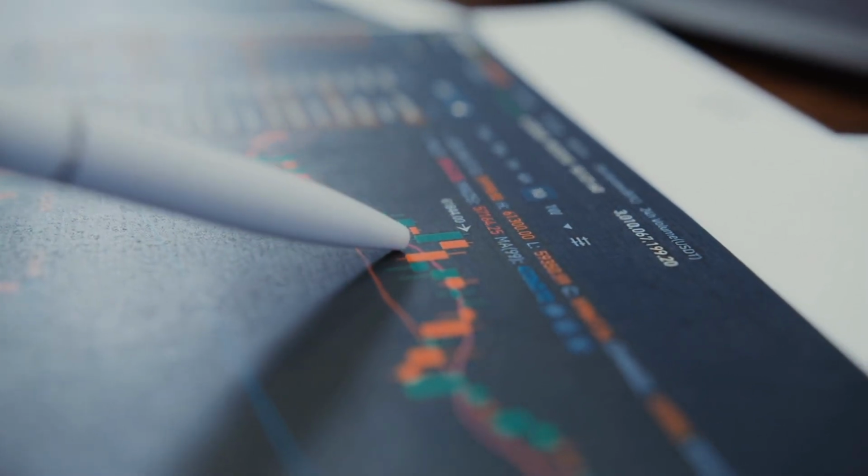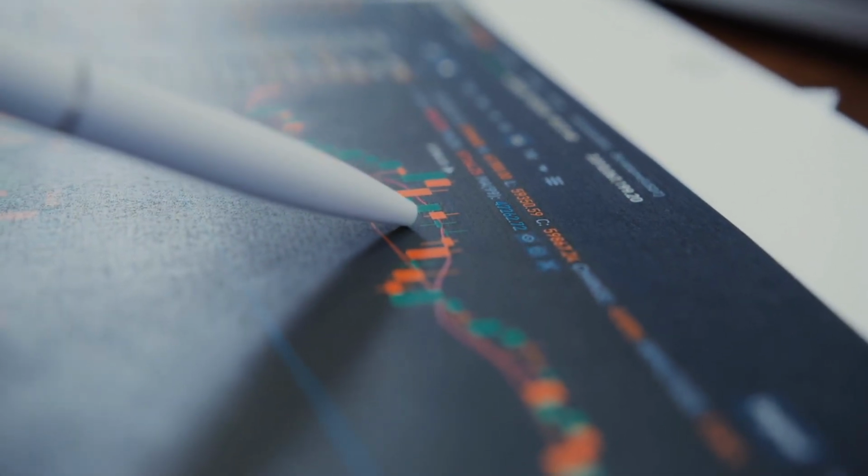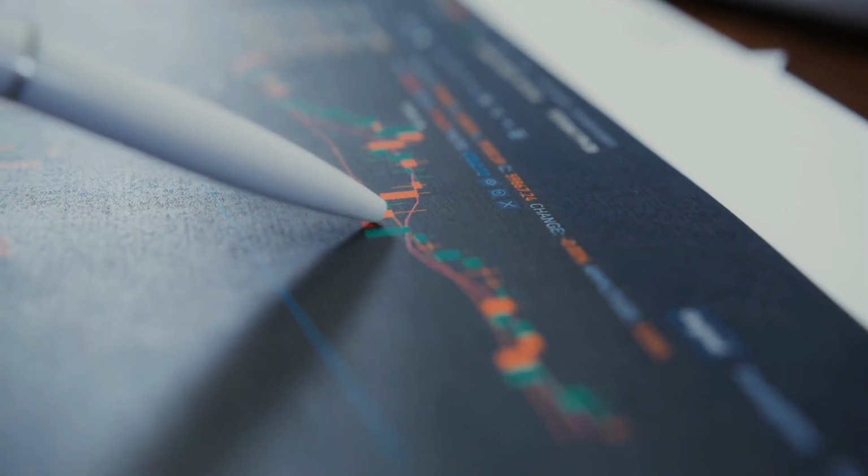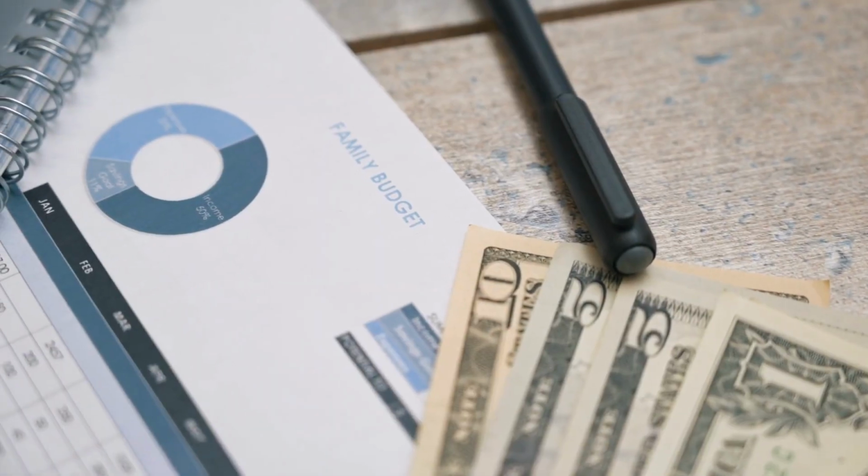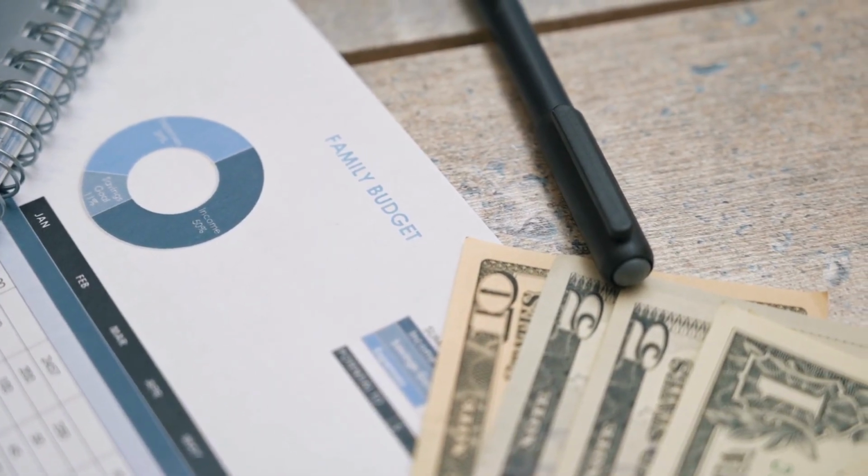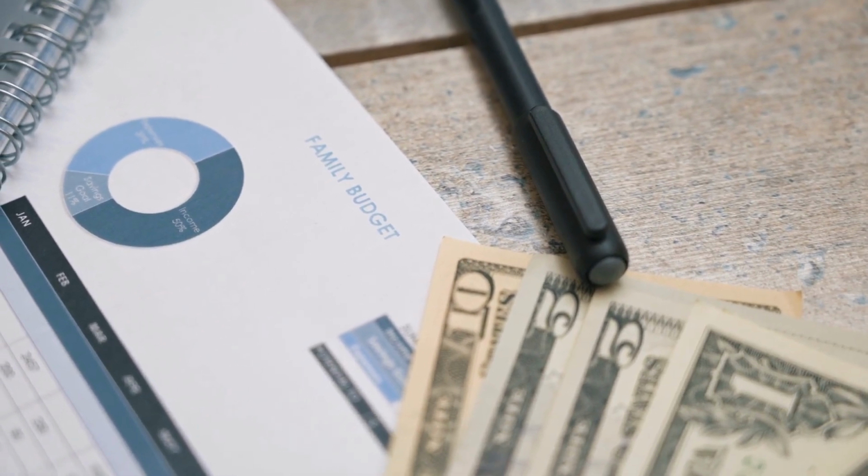The balance sheet is a snapshot of a company's financial position at a single point in time. It lists assets, liabilities, and equity. If you looked at Apple's balance sheet on December 31st, you would see everything they own and everything they owe on that exact date.